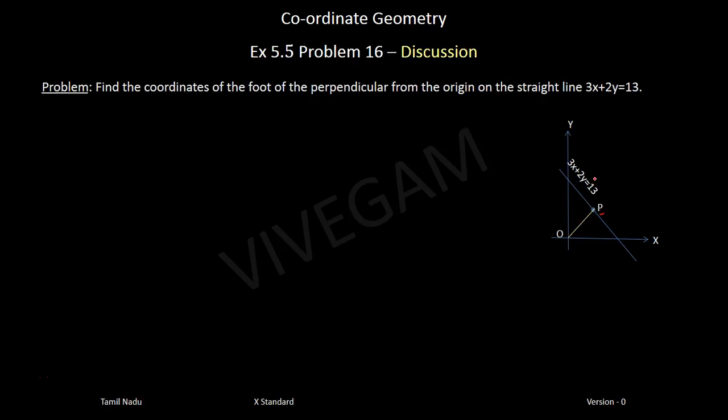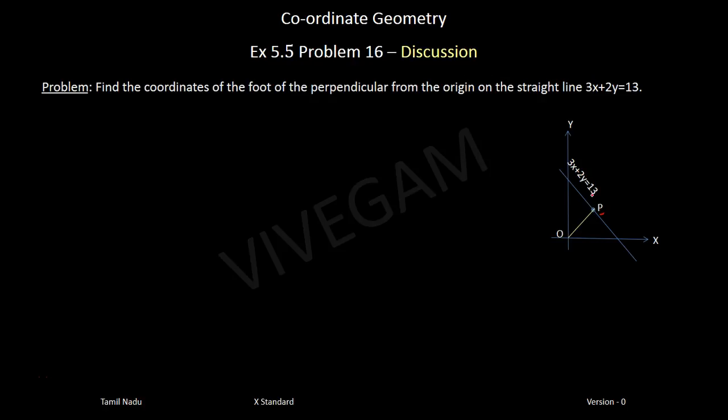Let's say the equation of the straight line is ax plus by plus c equal to 0. An equation perpendicular to that is bx minus ay plus k equal to 0. That is, you interchange the coefficients of x and y. The coefficient of x will become the coefficient of y, and the coefficient of y will become the coefficient of x with a negative sign. That's all it is. Plus k equal to 0, right?